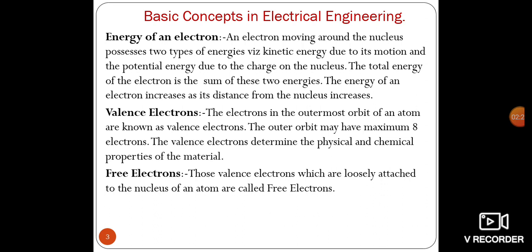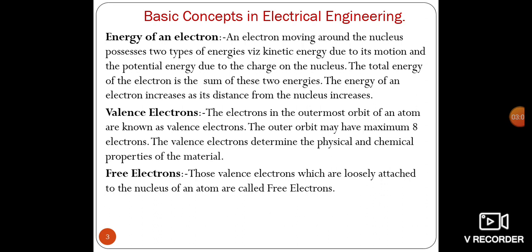Valence electrons. The electrons in the outermost orbit of an atom are known as valence electrons. The outer orbit may have maximum 8 electrons. The valence electrons determine the physical and chemical properties of the material. So, we all know that every material is made up of atoms, and an atom consists of protons and electrons. Protons and neutrons are in the nucleus, whereas the electrons are moving in the orbit around the nucleus.